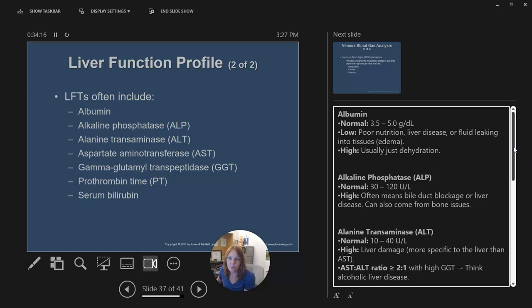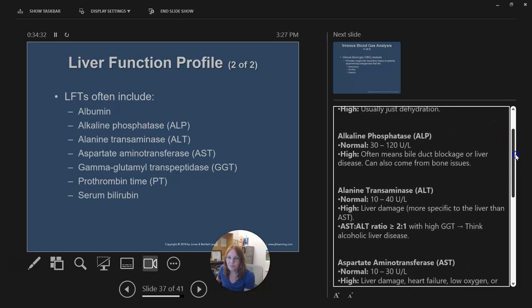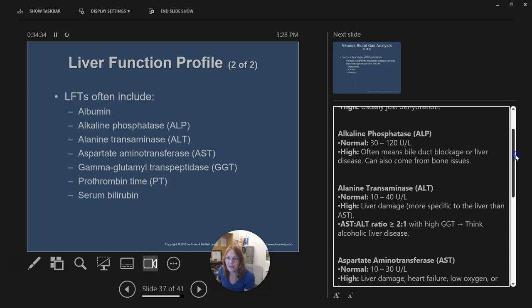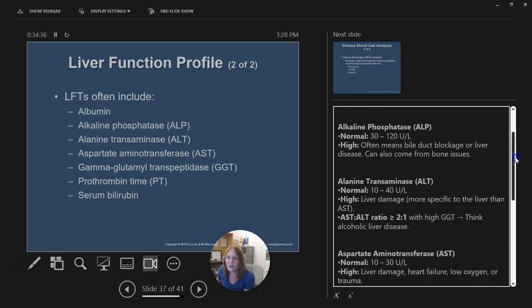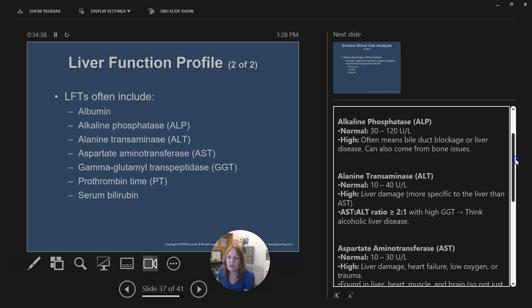The normal profile for albumin is going to be 3.5 to 5. If it's low, it could mean that you have poor nutrition, liver disease, or fluid leaking into the tissues such as edema. If it's high, it usually just means dehydration. Our alkaline phosphatase, or ALP, our normal is 30 to 120. If it's high, this generally means there could be a bile duct that's blocked, could be liver disease, or also could be a bone issue.